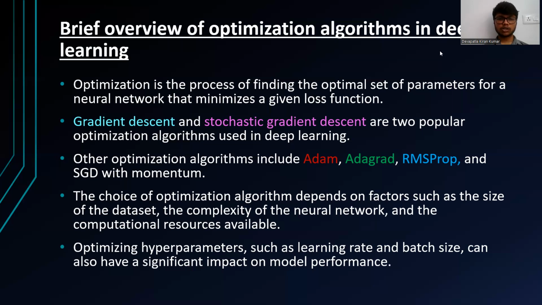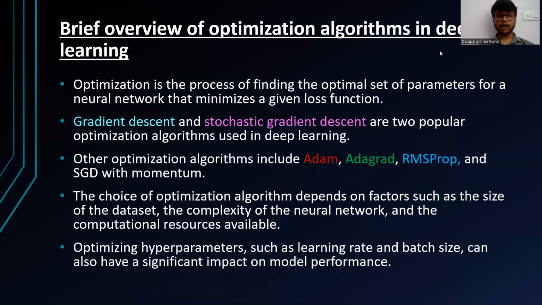And not only these two algorithms, but there are other optimization algorithms, including Adam, AdaGrad, RMSProp, and SGD with momentum. The choice of the algorithm depends on factors such as the size of the data set, the complexity of the neural network, and the computational resources available. It means this type of optimization algorithm depends on factors like the size of the data sets, the complexity of the neural networks, and the resources which are available.